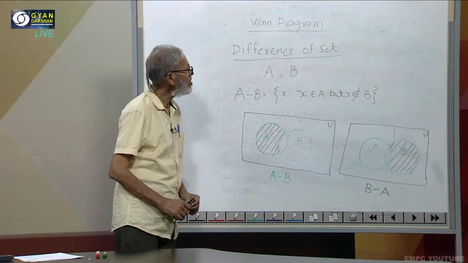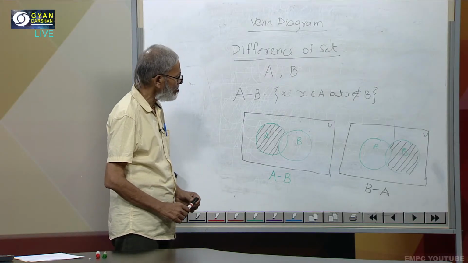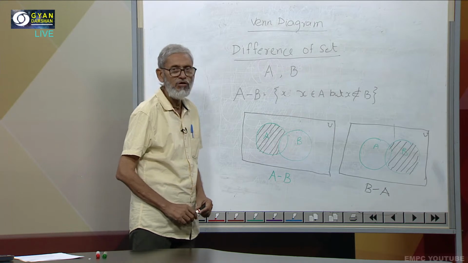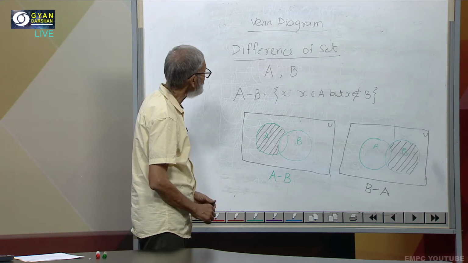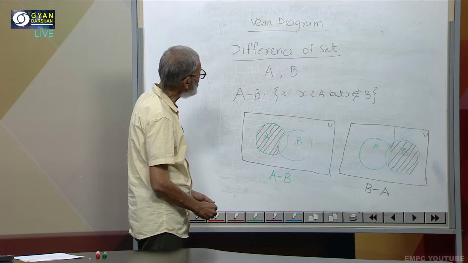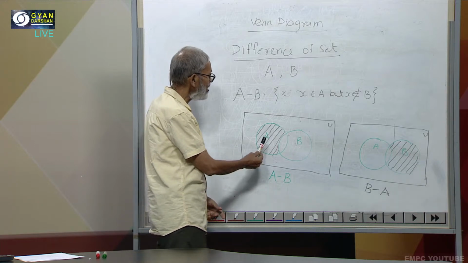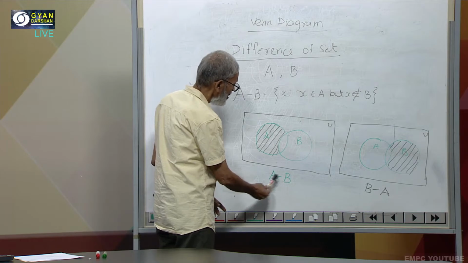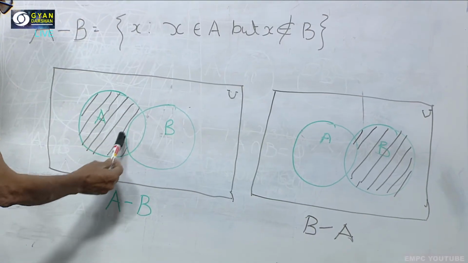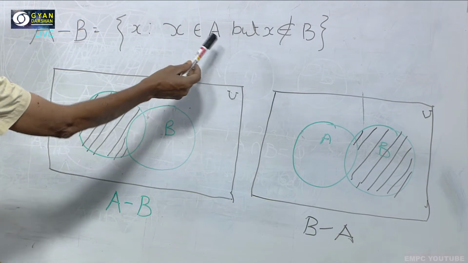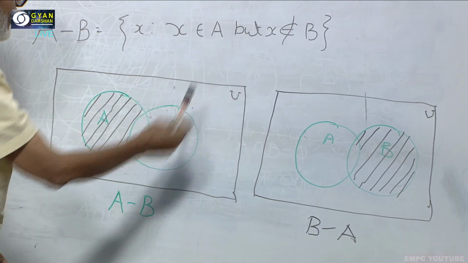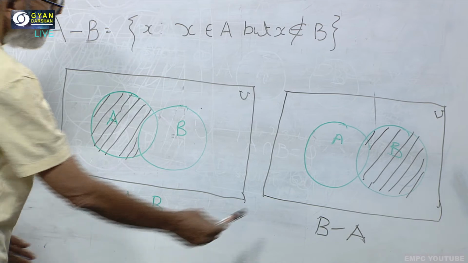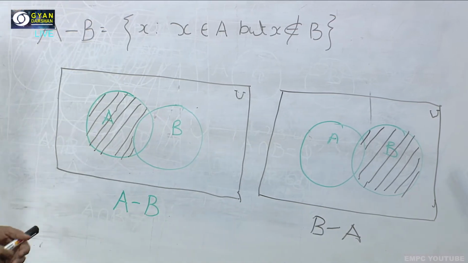So, in the last class we were discussing difference of sets. Now, we will discuss some more laws and operations of sets. As you see, two sets A and B. A minus B is represented by the shaded region: x such that x is an element of A, but x is not an element of B, and similarly B minus A.